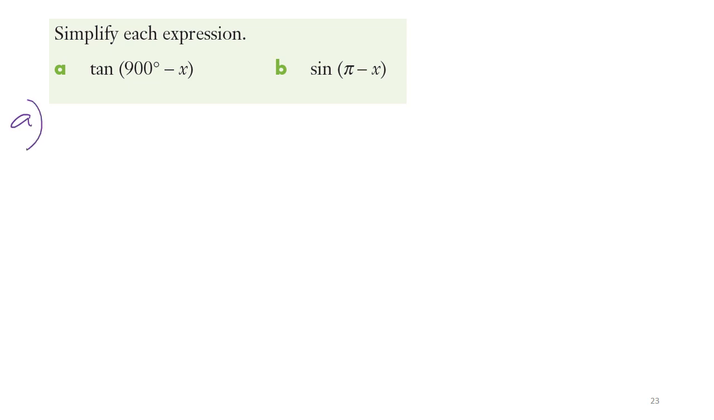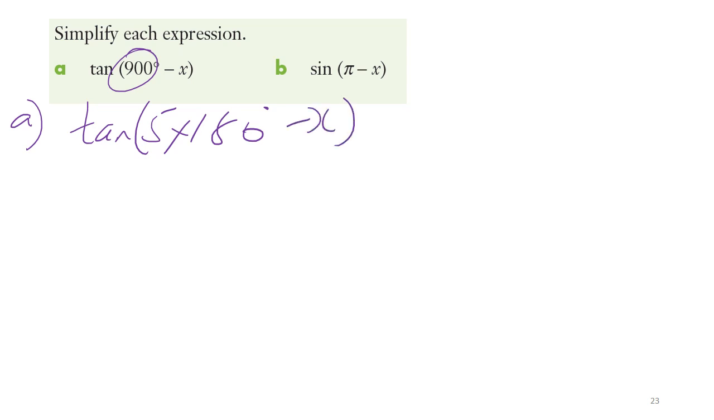900 take x. So what you need to do is think about what is 900. You're going to express it in terms of a multiple of 180, because you know about the periodicity of these trig functions. You know they repeat themselves. So 900 is just 5 times 180. So tan of 5 times 180 degrees take x is just the same as tan of 180 take x, because you don't need the 5 times before, because they repeat themselves.